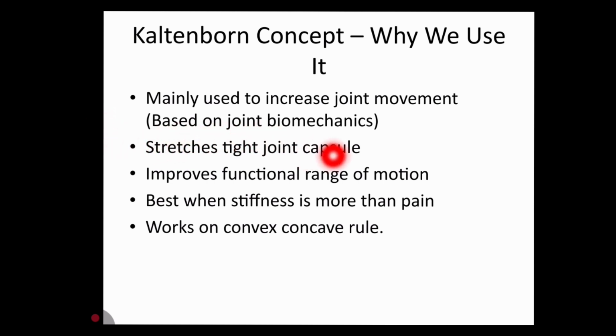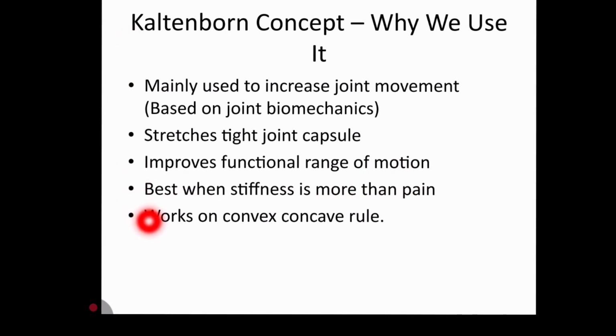So based on the joint biomechanics, it stretches tight joint capsule by traction and improves functional range of motion. Kaltenborn is used when stiffness is more than the pain. So this is also the point to remember, that the Maitland is best used when there is pain more than the stiffness, and Kaltenborn is used when the stiffness is more than the pain. So this works on convex concave rule.